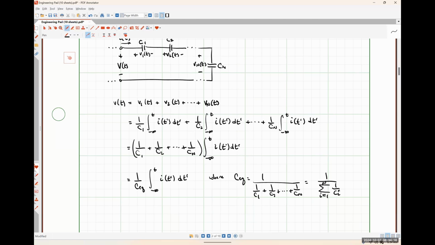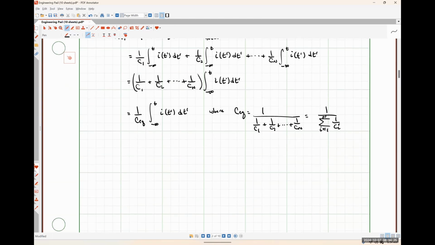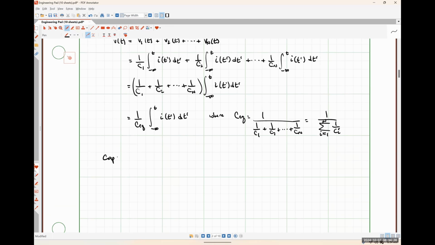In other words, capacitors in series combine like resistors in what? Parallel. So without making you suffer through the math, how do you think capacitors in parallel are going to combine? Like resistors in series.